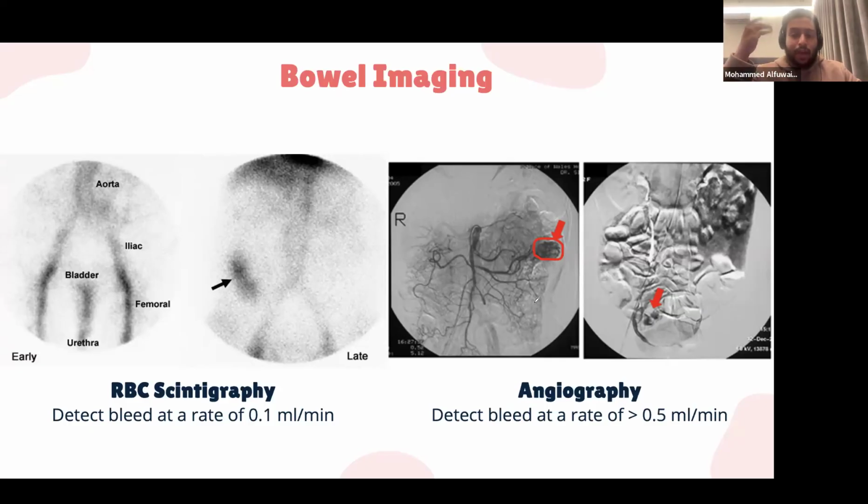In terms of what you need to memorize is this number, okay? How sensitive it is to detect certain bleeds. RBC scan has the highest sensitivity out of all of them. It can detect a bleed at a rate of 0.1, okay, milliliters per minute. Angiography, it can only detect it if it's over 0.5, okay? This is the only significant portion of this entire thing. You need to memorize these two numbers. 0.1 for RBC scan, which makes it more sensitive. Angiography, if it can detect it, if the bleed is more than 0.5 milliliters per minute, okay?